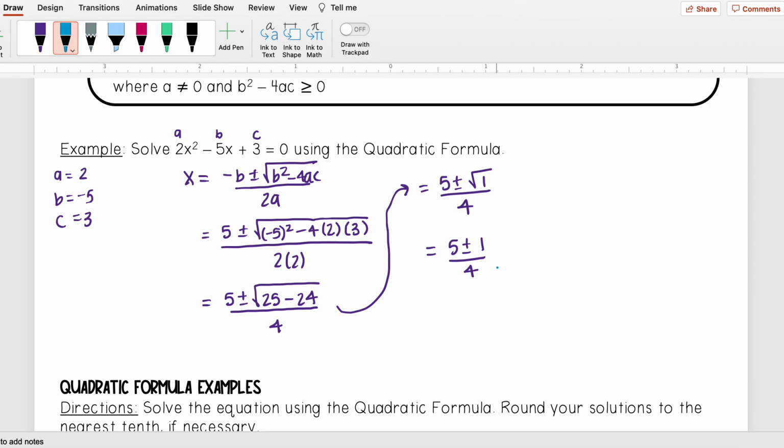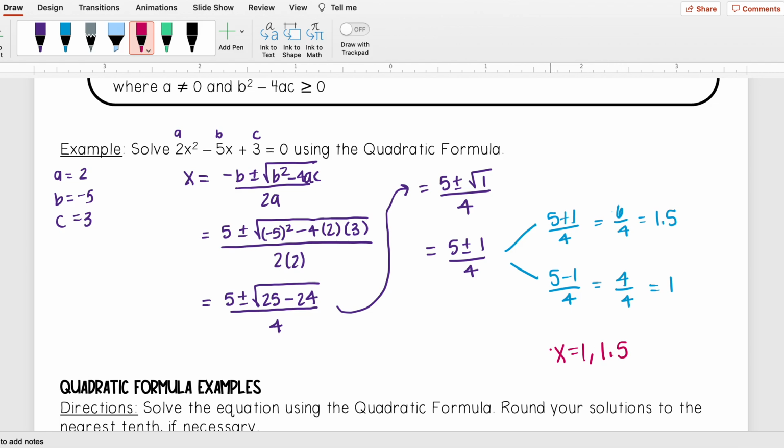And then now from here, I'm going to separate this into 2 different equations because of this plus or minus. So this means I really have 5 plus 1 over 4, and then 5 minus 1 over 4. Well, 5 plus 1, I get 6 over 4, which is just going to equal 1.5. 5 minus 1, I get 4 over 4, which is equal to 1. So that means that my 2 answers are x equals 1 and 1.5.